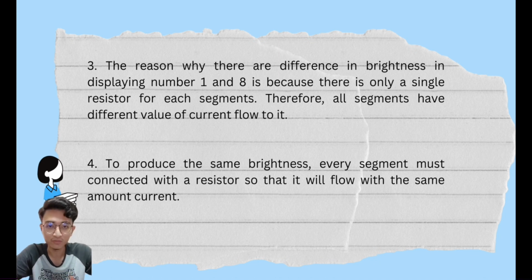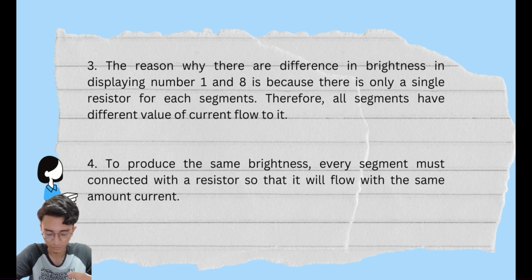And next, why are there different brightness levels in displaying number 1 and number 8? The reason is that there is only a single resistor for each segment, therefore they have different brightness, because there is a different value of current flowing to it.